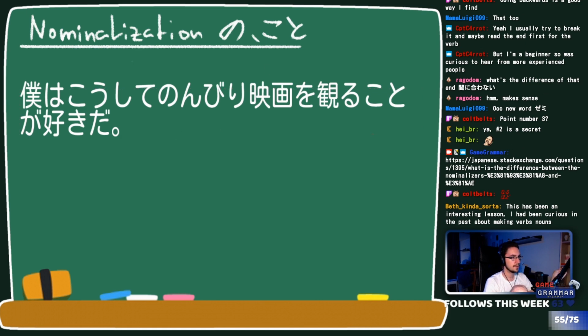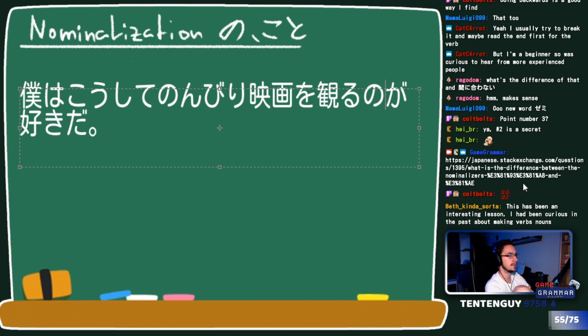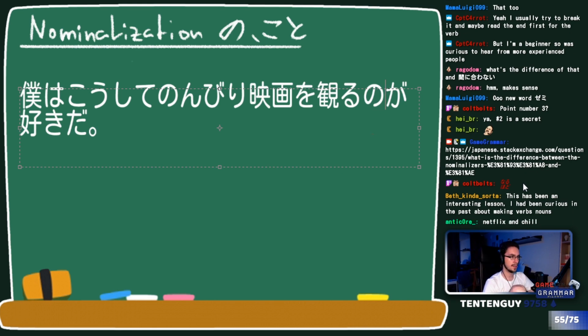So, this one here. 僕は, I, こうして, like this, のんびり映画を見る, to watch movies in a relaxed manner. ことが好きだ. I like that. I like watching movies and relaxing. And we can replace this with no. In all honesty, there's not much of a difference here. こうして映画を見るの, Netflix and chill, exactly. 映画を見るのが好きだ.